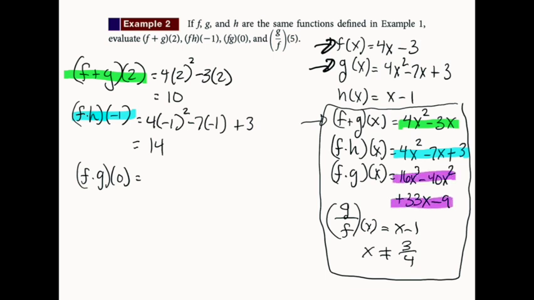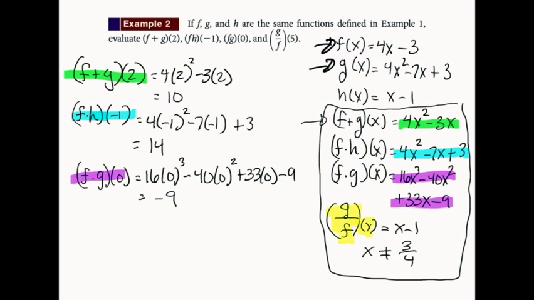Now let's find the next one, which is f times g of 0. So let's see. That's this one right here. So when I plug in 0, we're going to get 16 times 0 cubed minus 40 times 0 squared plus 33 times 0 minus 9. When we simplify that, that actually is nice arithmetic because it's less work. All the first 3 terms are 0, and then we're left with just -9.